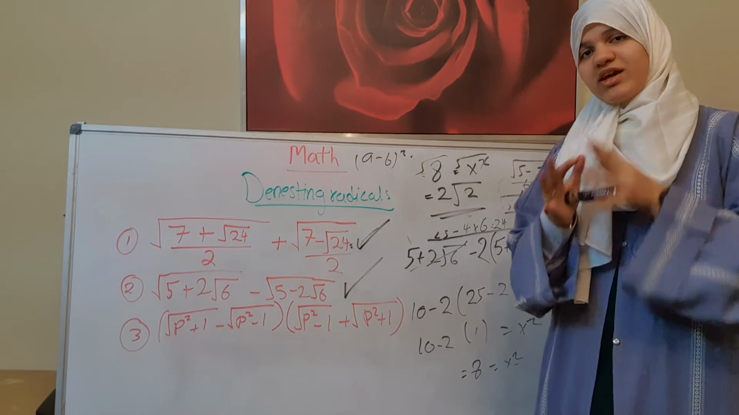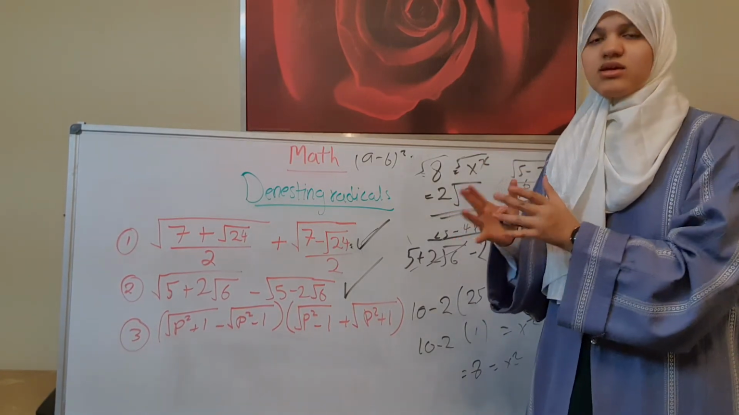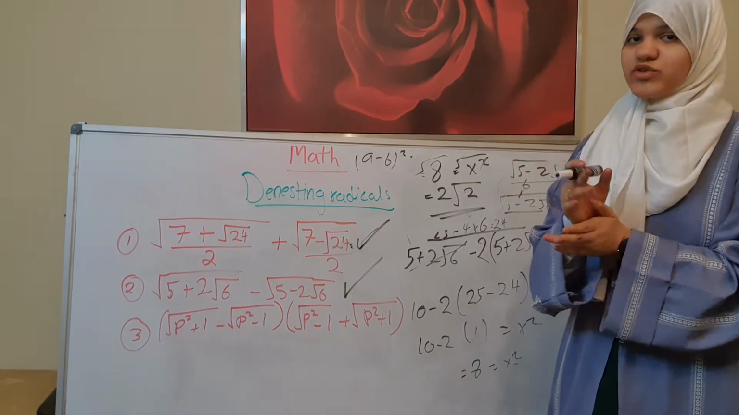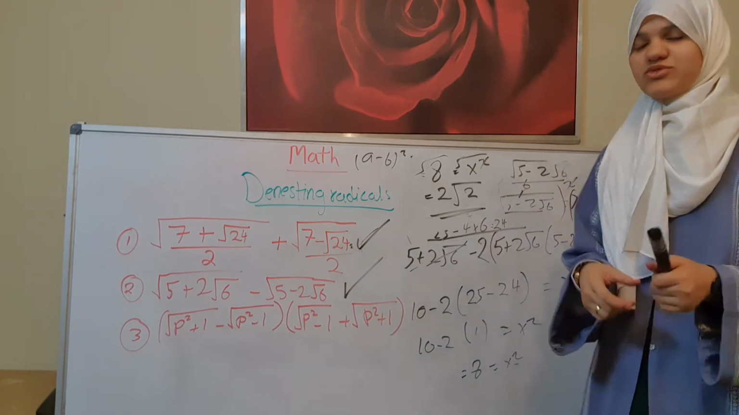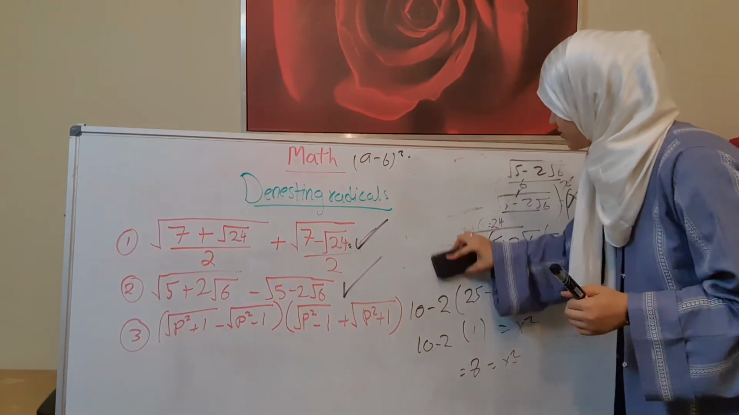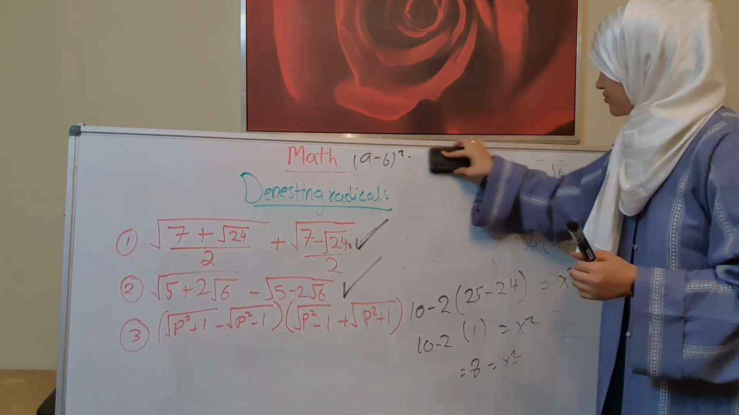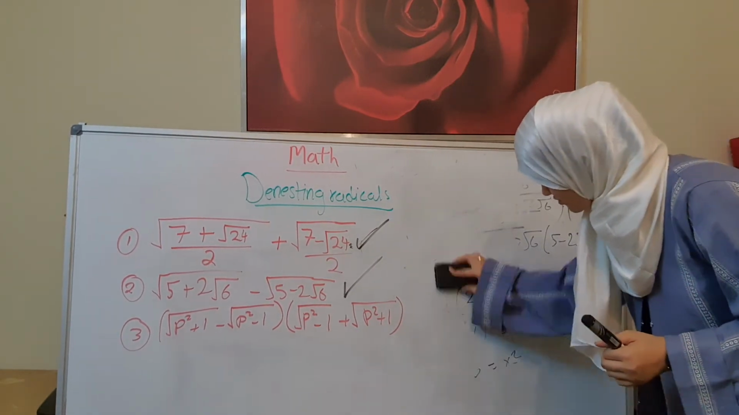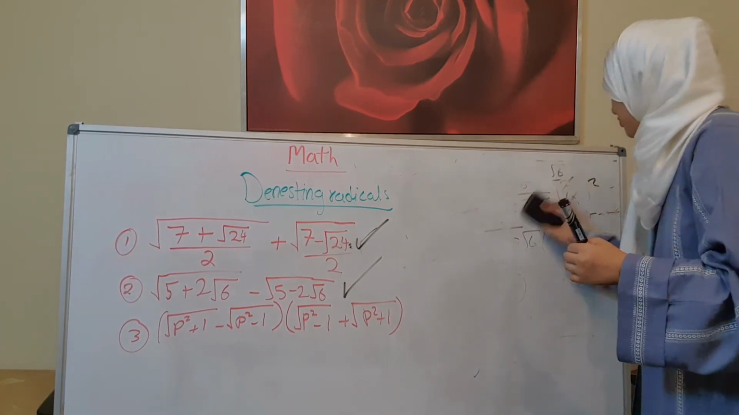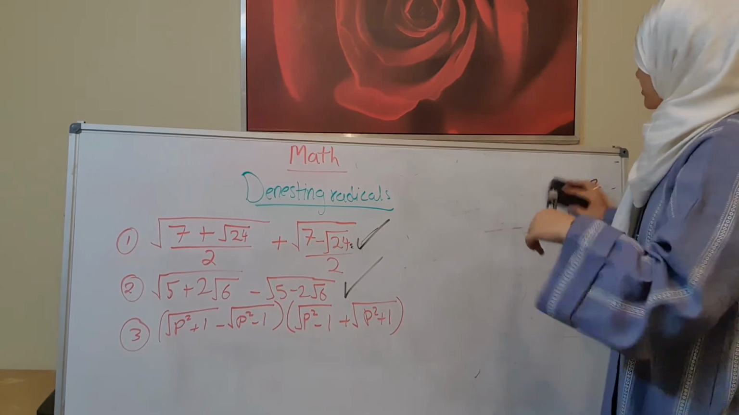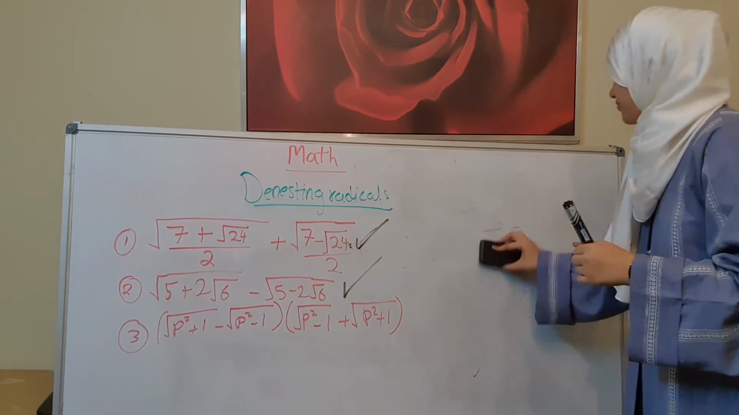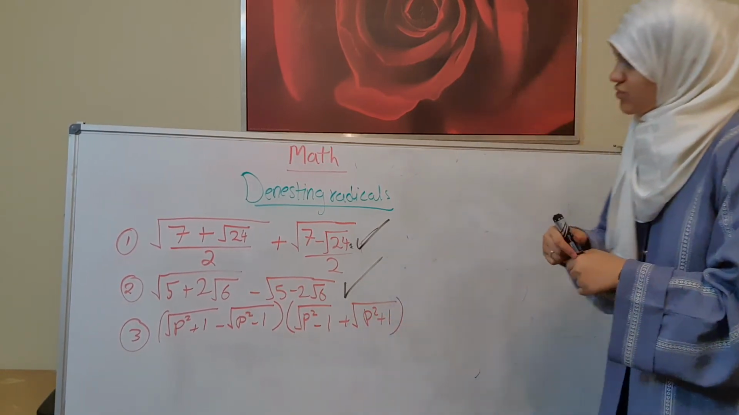The third question doesn't have any numbers, only variables. And the final answer for this question will be a number. How? Let us simplify it together. Now it says radical b squared plus 1 minus radical b squared minus 1, times radical b squared minus 1 plus radical b squared plus 1. Okay, so what do we do here?